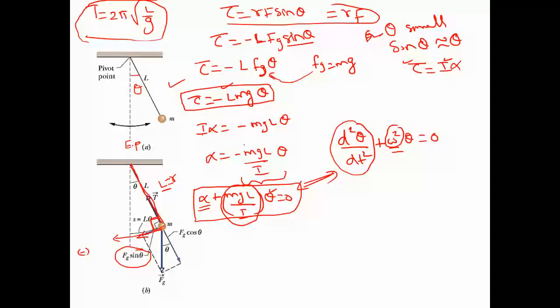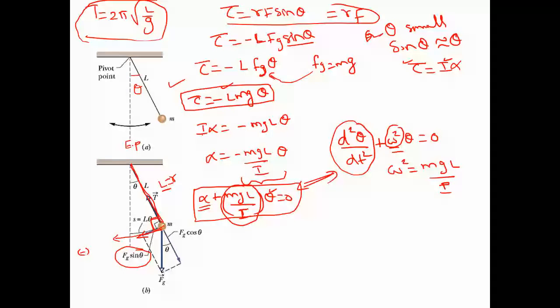If you just see the pendulum, I have the moment of inertia for the length. So I'm going to compare this omega square with this term. What will you get? Omega square equals mgl over I.